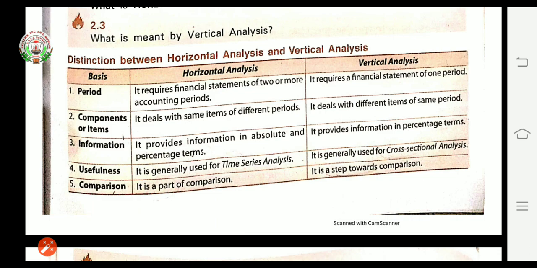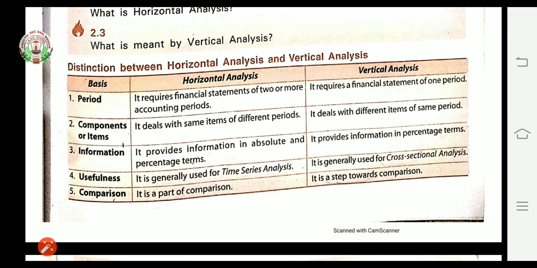Now we are having the distinction between horizontal analysis and vertical analysis. Now five bases are there on which we will see the differences between horizontal analysis and vertical analysis. First we are having period or year. It requires financial statements of two or more accounting periods. Means if you are doing horizontal analysis, two or more accounting periods will be needed. But in vertical analysis, the financial statement of only one period is required.